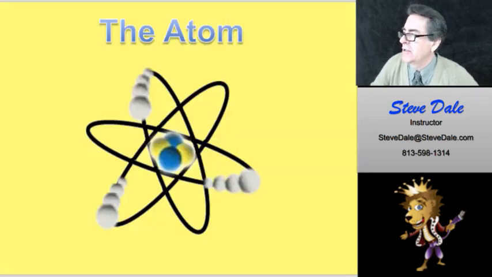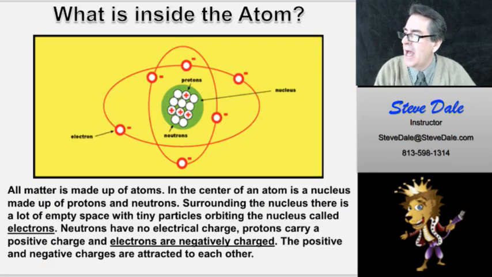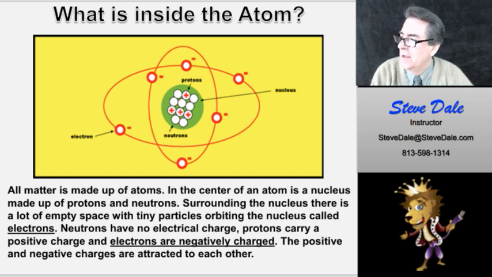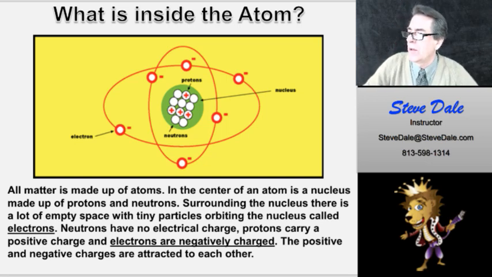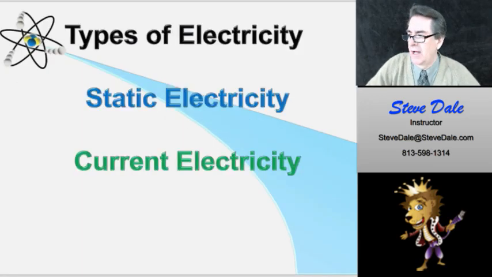Let's talk about electricity. Well, we're going to begin from the atom. What's inside the atom? All matter is made up of atoms. In the center of the atom is a nucleus made up of protons and neutrons. Surrounding the nucleus there is a lot of empty space with tiny particles orbiting the nucleus called electrons. Neutrons have no electrical charge, protons carry a positive charge, and electrons are negatively charged. The positive and negative charges are attracted to each other. The flow of electricity is because of the transfer of these electrons.